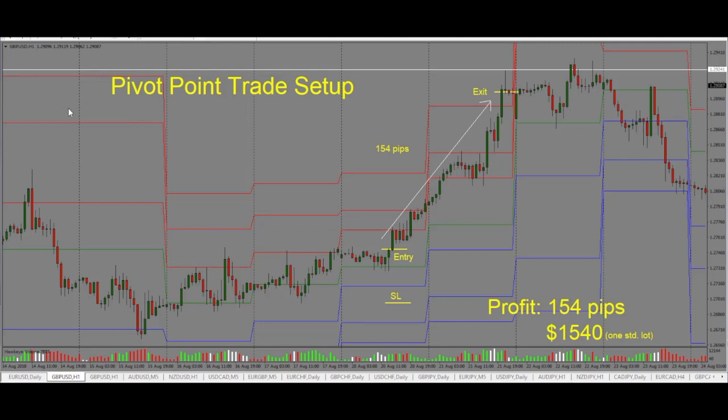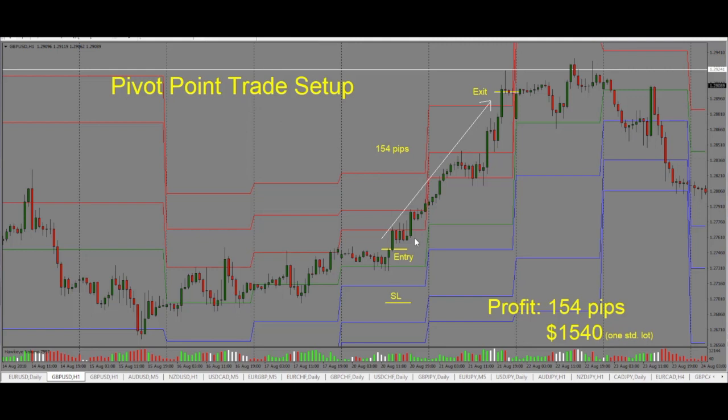Pivot points are one of the indicators that I really like to use. What I like to do is use the pivot point indicator in combination with price action. So we are using pivot points as confirmation for our price action trade. Having both of them come together gives us extra confirmation for our trades, and we get higher probability trades.